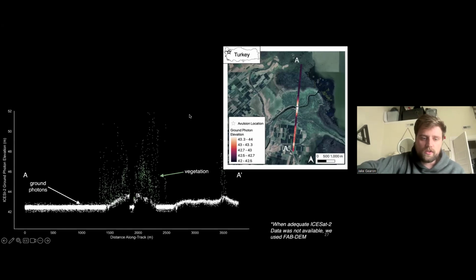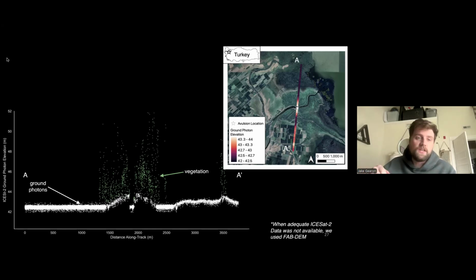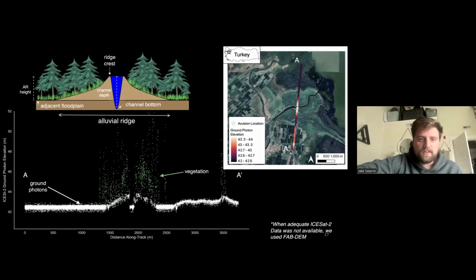So this is what the data look like. On the x-axis here, we have distance along track from A to A prime. And on the y-axis, we have the photon elevation from ICESat-2. In white are the ground photons, meaning these photons were classified as being associated with the ground by the ICESat-2 algorithm. And vegetation in green, likewise, was classified as vegetation. And when we saw this, we were really excited because this is an alluvial ridge, right? This is what we have been looking at, and we're seeing it beneath all this vegetation.